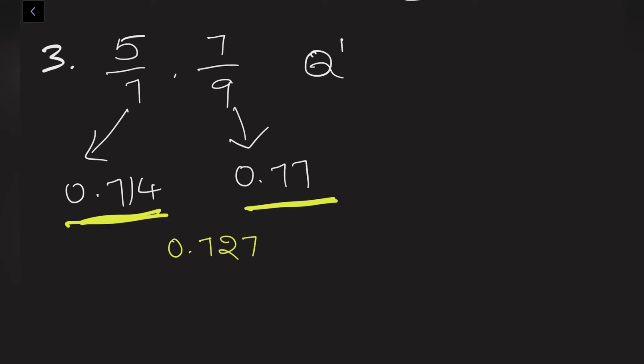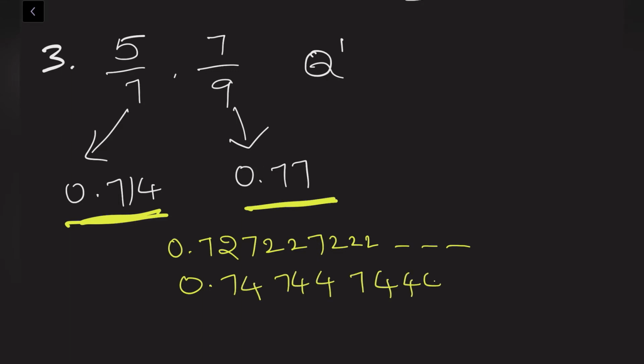0.72, 722, 7222, and so on. This is neither terminating nor repeating. 0.74, 7444, and so on. So like this, we can write irrational numbers. We can write infinite irrational numbers between any 2 numbers. Next, let us move to the 4th bit.